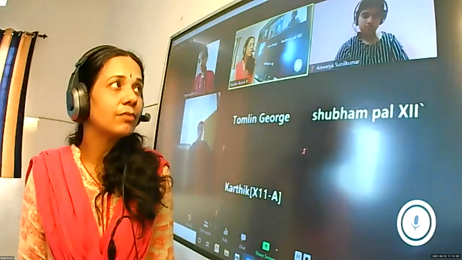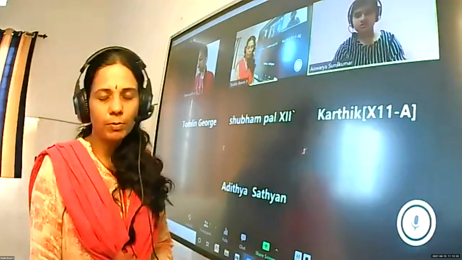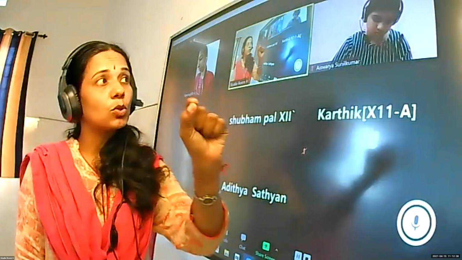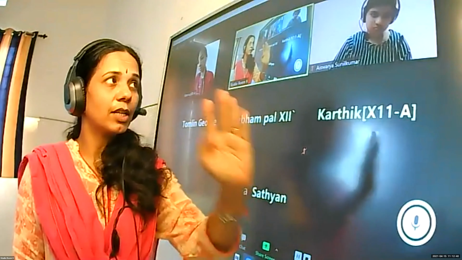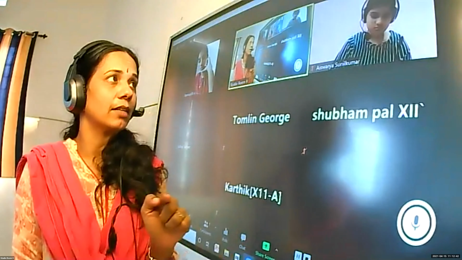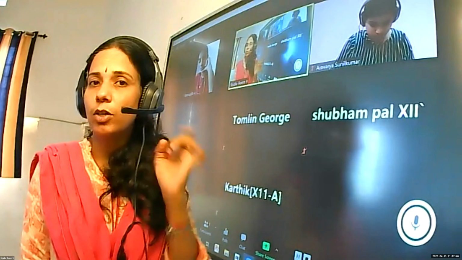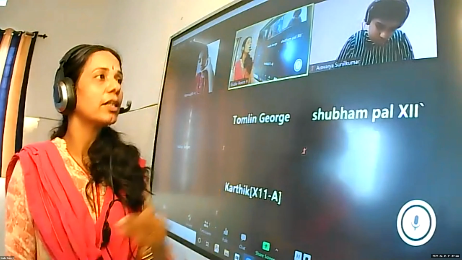What is the condition? The degree of the numerator must be less than the degree of the denominator. If it is equal also, we will not be able to do it, children. Note it: it must be strictly less than. Suppose the degrees are equal, then also we will not be able to do it. We have to do the long division.